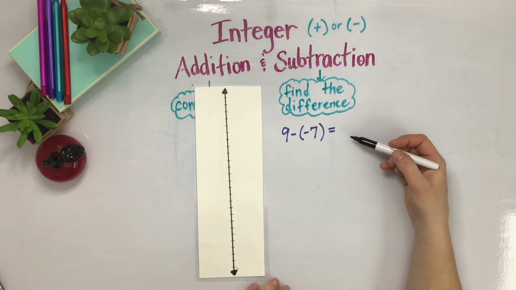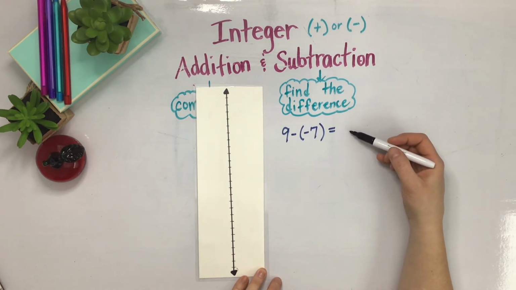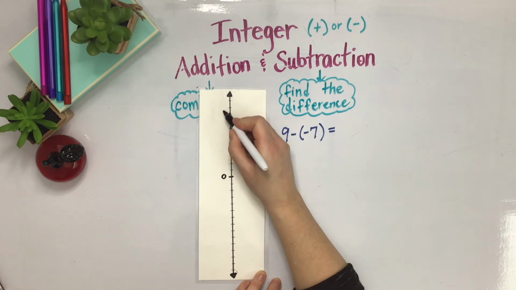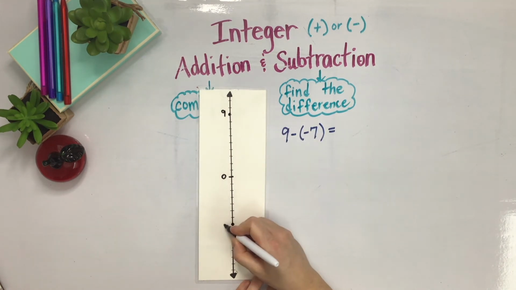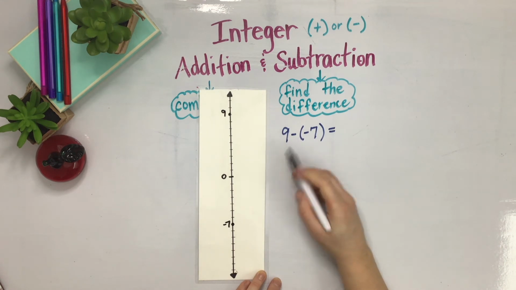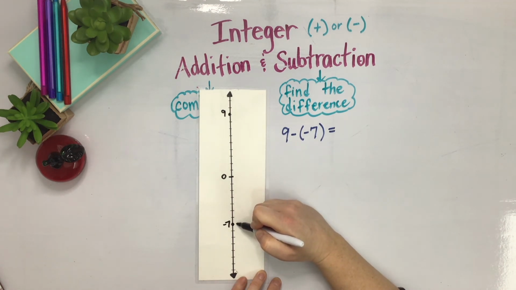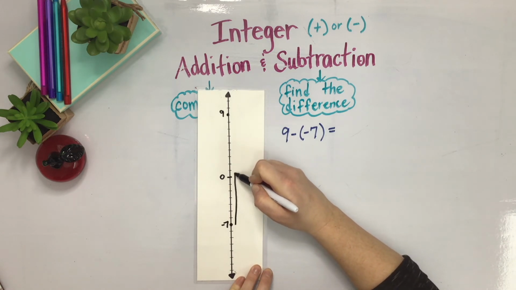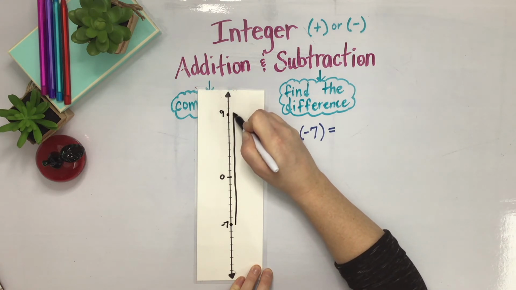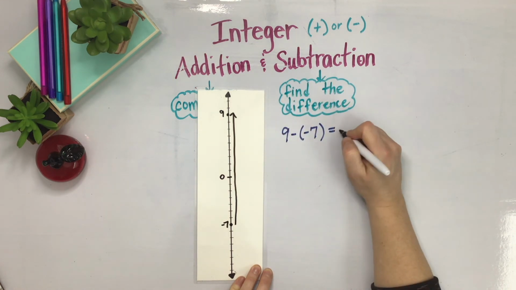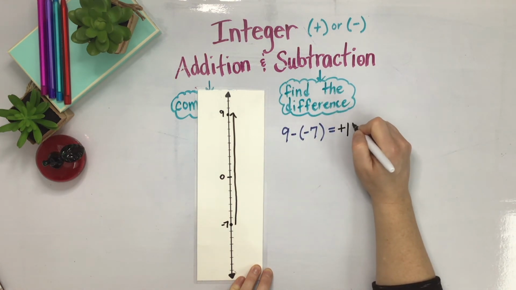I have got 9 minus a -7, so I'm trying to find the difference between a +9 and a -7. Let's try it on the number line first. I'll plot my 9, and I'll plot my -7. Now I'm trying to go from here to here, and that will tell me the difference. So from -7, I need to go up to the 9. So I'm going up 7, which takes me to the 0, and then up 9 more, which takes me to the 9. So 7 and 9 is 16, and I've had to go up to do it, so I have a +16 for an answer.